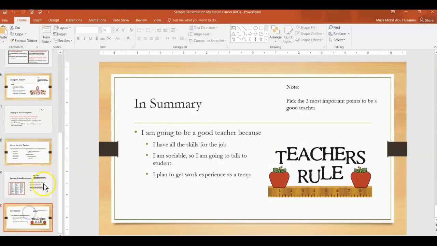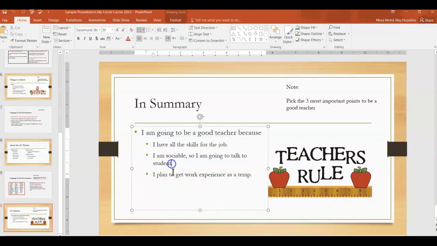And the last slide should be a summary. In summary, you conclude your presentation with a couple of sentences, repeating what you want to say to the audience. I'm going to be a good teacher because I have all the skills for the job, and I'm sociable, so I'm going to talk to students. Okay, I'm going to talk to students, and I plan to get work experience as a temp.